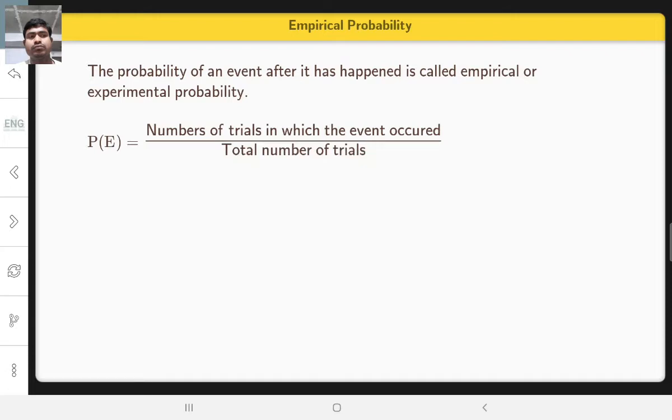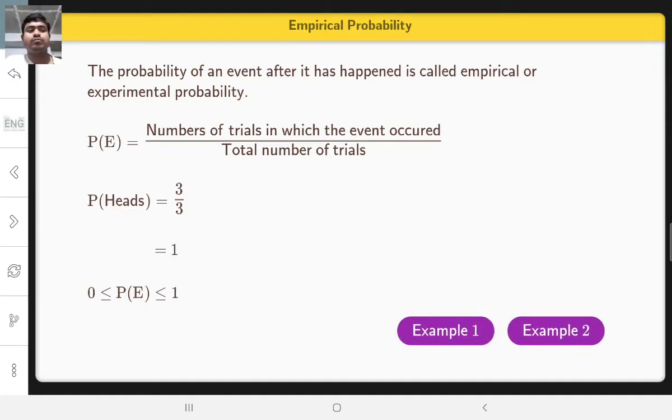If a coin tossed 3 times comes up heads all 3 times, then the experimental probability of heads can be calculated as the total number of trials in which heads occurred, that is 3, divided by the total number of trials, which is also 3. You may recall that the probability of any event lies between 0 and 1. Tap the buttons to understand this better with more examples.